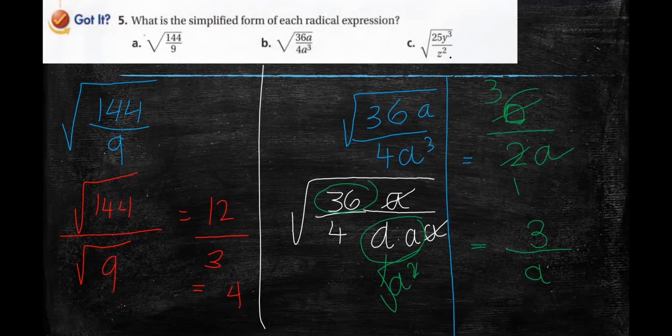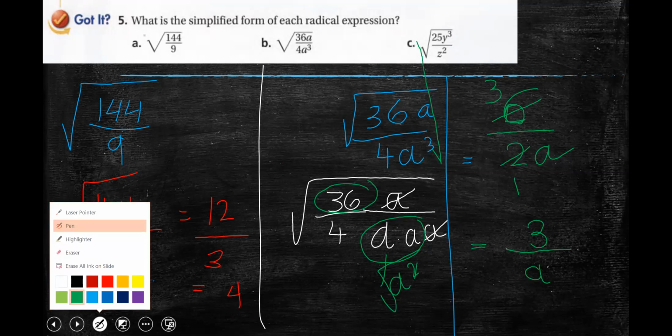Is it clear? Teacher, what did we do in the last step? 6 over 2, how did it become 3 over a? We divide by 2, simplifying fractions. Oh, okay, thank you. Okay?